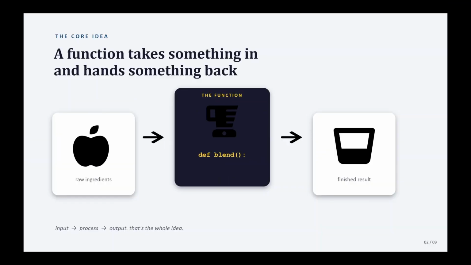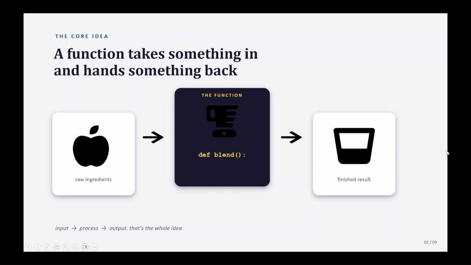Here you can see a function called blend, and what it does is take some raw ingredients as input. Here you can see it is taking apple as an ingredient, which is an input to this function. It takes the ingredients as input and prepares the finished result, that is the juice. So in basic terms, a function takes some input, the data elements, does some work on them, and returns some output, that is the finished result.